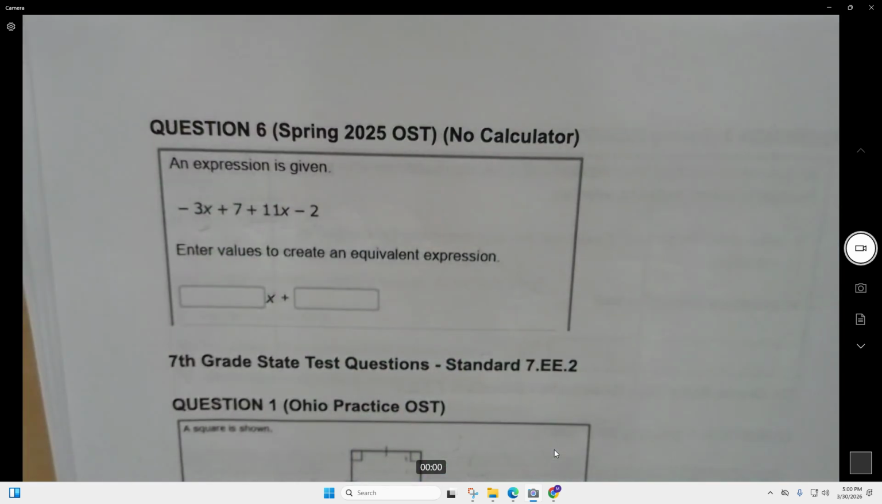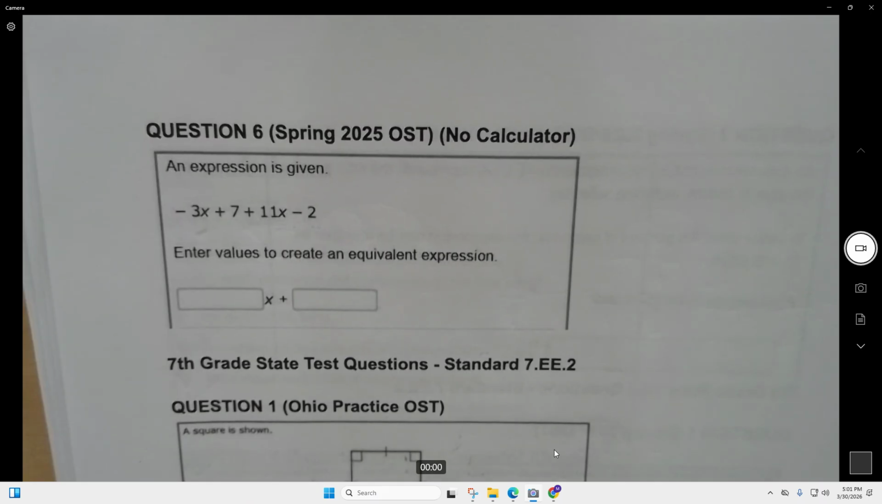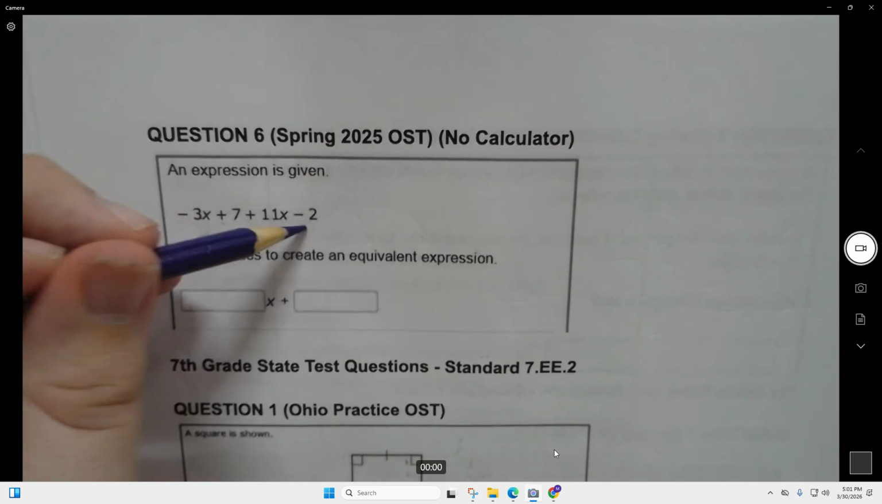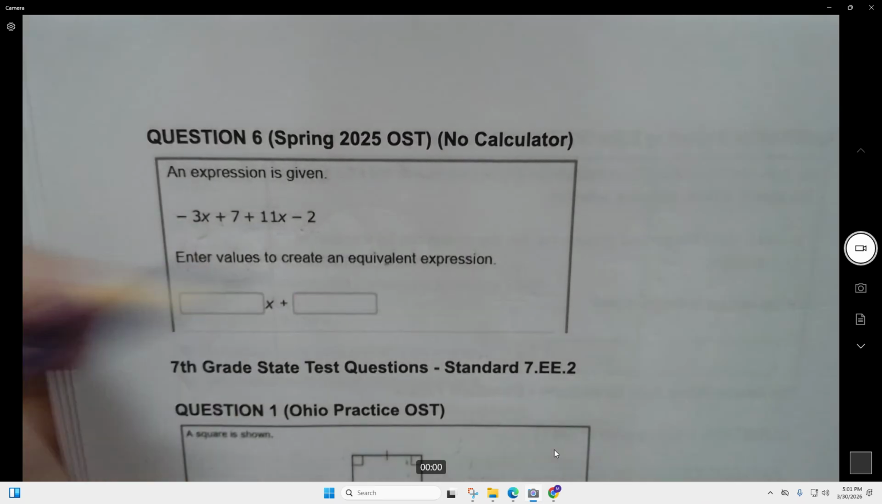All right, let's keep on moving. Last question for video 1 here. From the Spring 2025 OST, that's just last year. No calculator. An expression is given. -3x plus 7 plus 11x minus 2. Enter values to create an equivalent expression.